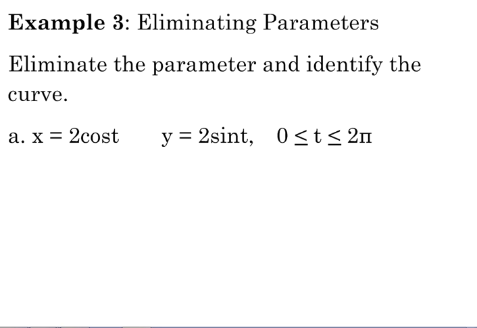But what we are going to use is what I just showed you, that sine squared plus cosine squared is equal to 1. So what we are going to do is in both of these equations, we are going to isolate the trig function. So in our x equation, we're going to divide both sides by 2. In our y equation, we're going to divide both sides by 2.